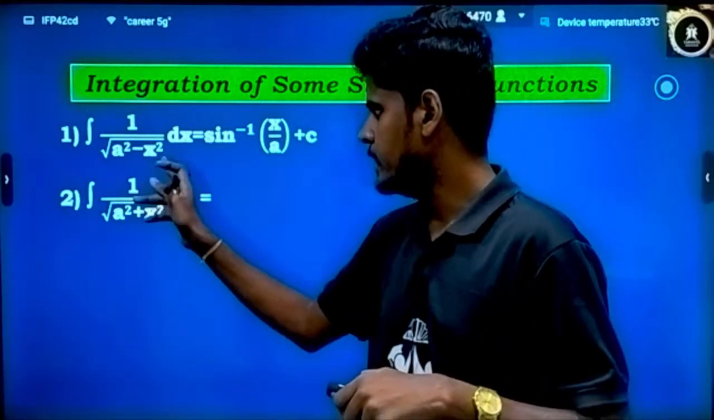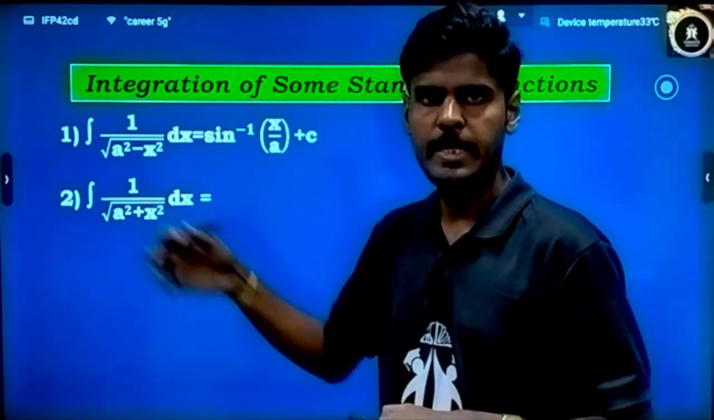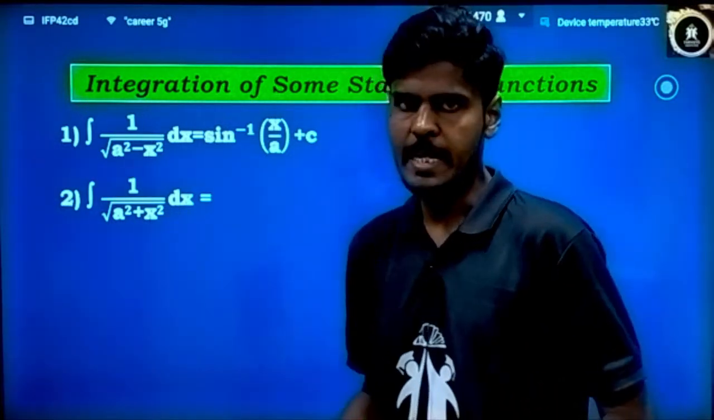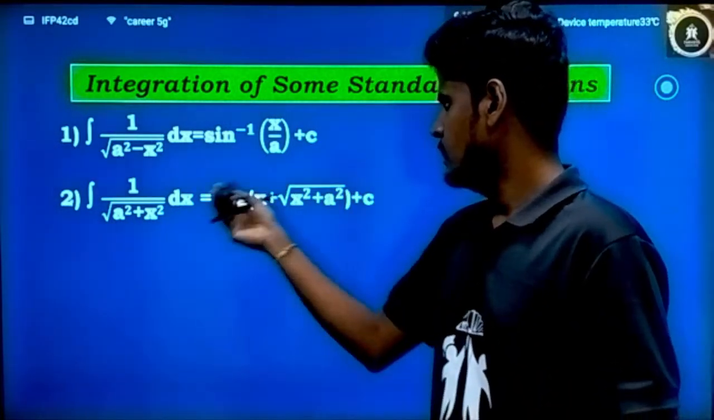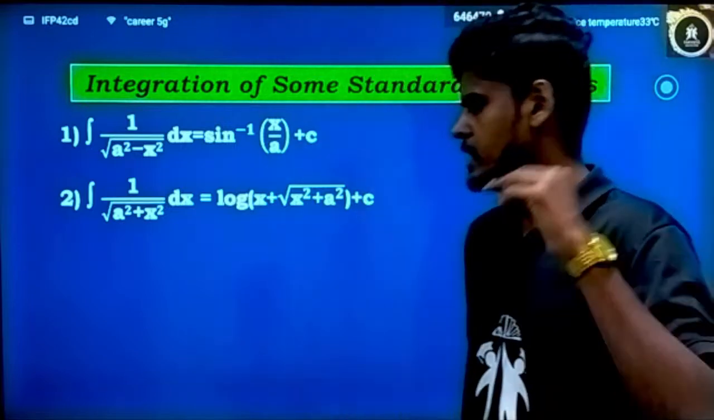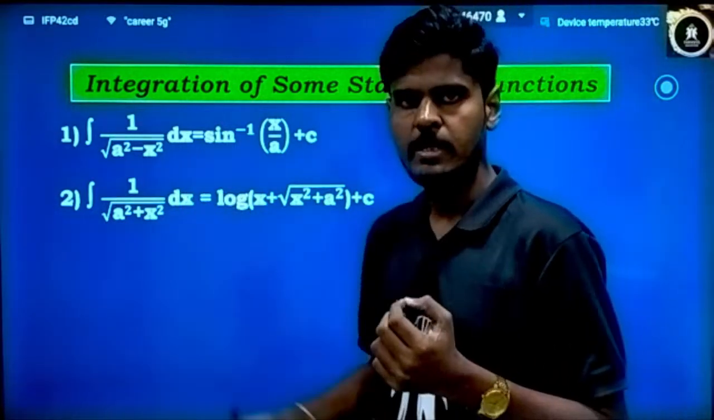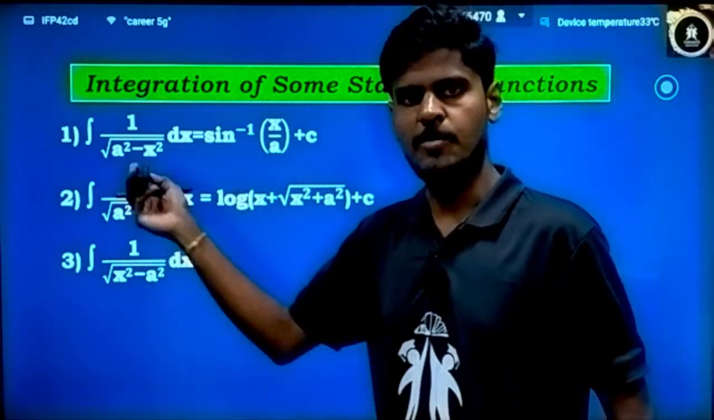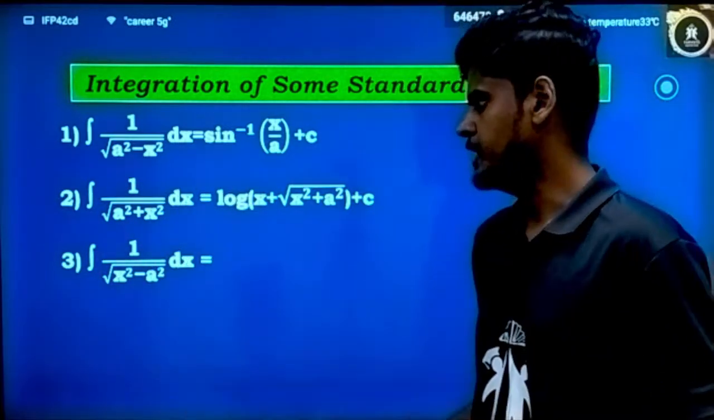Next is the integral of dx by square root of a square plus x square. Now what is the substitution we should make? a tan theta. Then we will get this answer. We can solve this by substituting x equal to a tan theta. You can take that as homework. The remaining can be done by yourself.